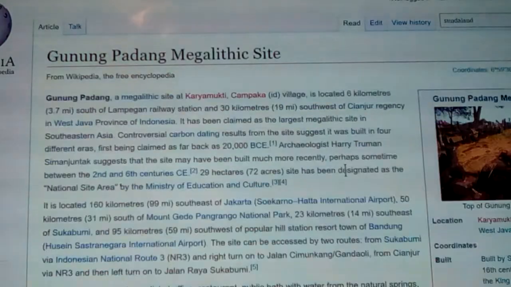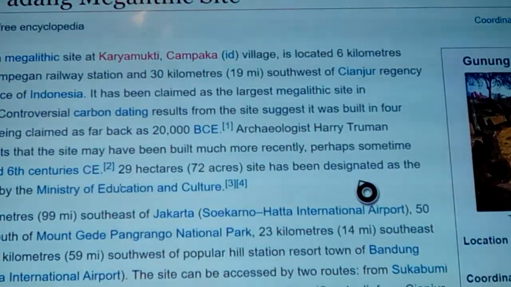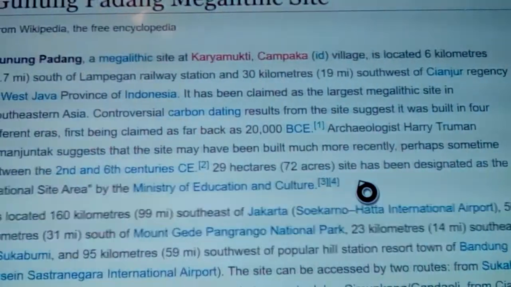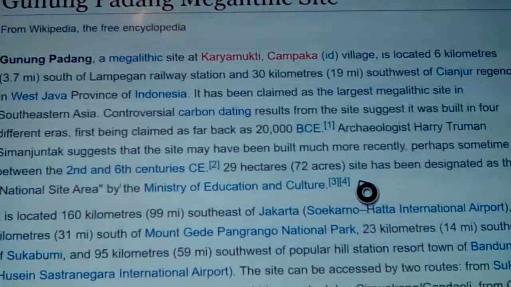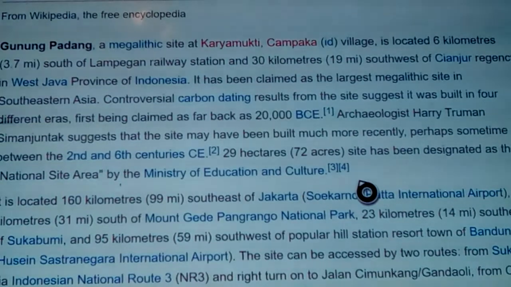Sunda Island and Gunung Padang. So I'm not going to go through the whole thing here. I just want to give key points, as this has been re-updated. It's a megalithic site in Karyamukti village located 6 kilometers south of Lampegan Railway Station and 30 kilometers or 19 miles southwest of Cianjur Regency in West Java, province of Indonesia.